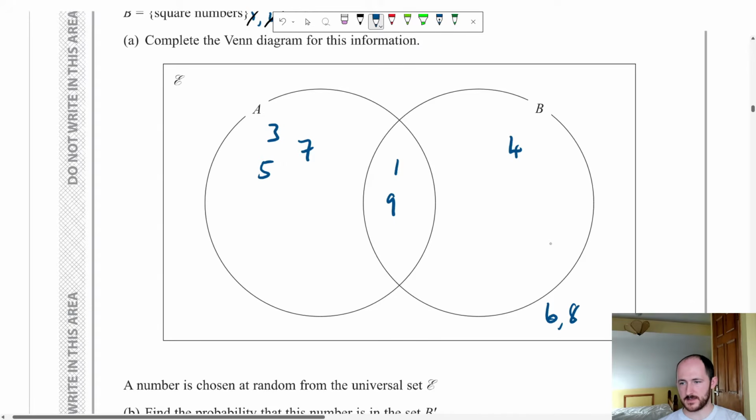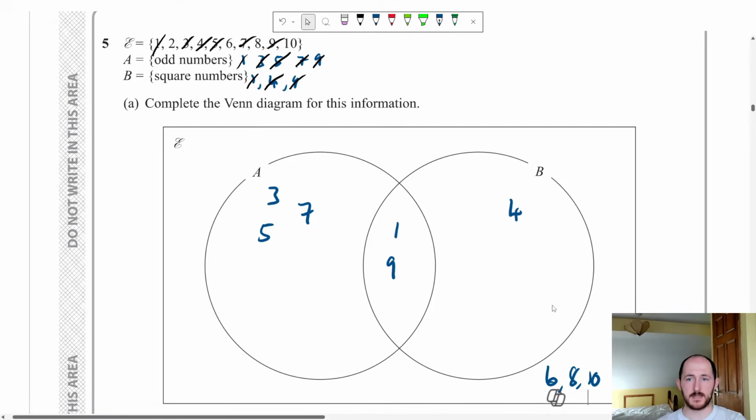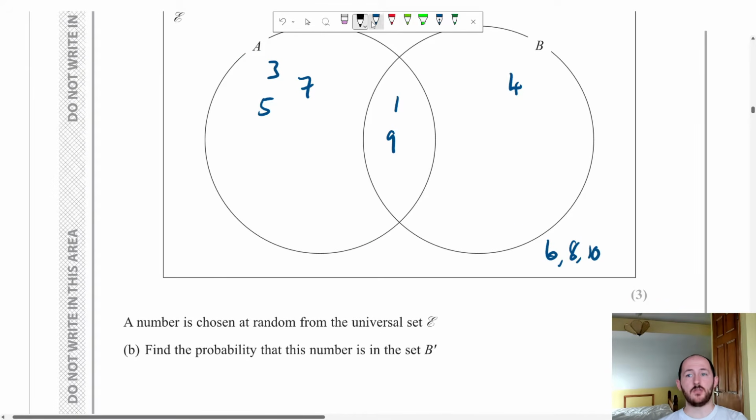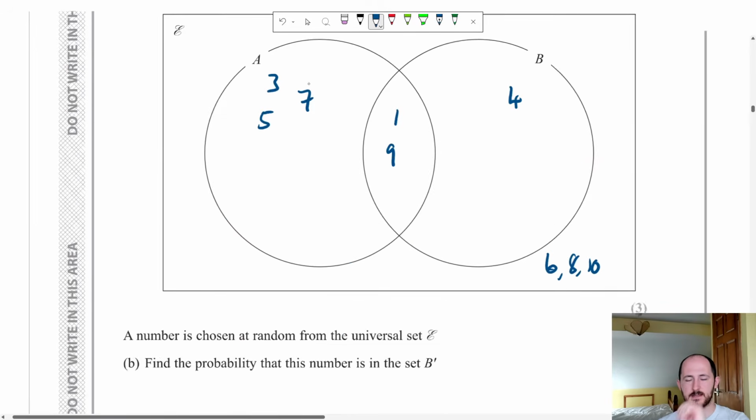Now what happens if there are no numbers left over? You would have to write either 0 or none or something. You'd have to write something on the outside. So write none or empty, just to make sure that you haven't missed any. And there you go. 3 marks. You drop a mark for every mistake you make. So if I missed a number, I lose a mark. If I put a number in the wrong place, I lose a mark. This is the freest 3 marks you'll get. So again, it's worth doing this.